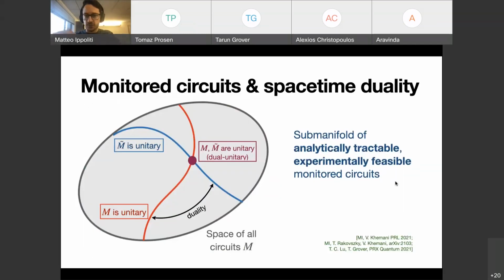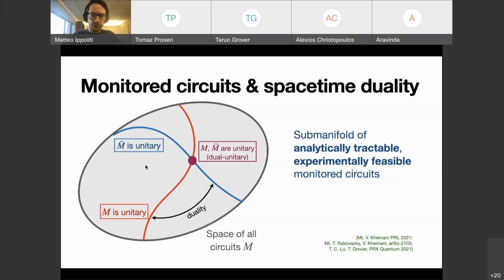And our angle is somewhat opposite. Can we, by connecting two dual objects, a unitary one and a non-unitary one, actually learn things about the non-unitary evolution by borrowing knowledge from the unitary one?